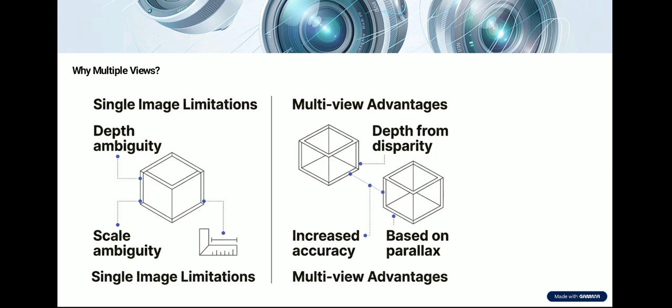A single image has limitations such as depth ambiguity and scale ambiguity. This means we cannot accurately determine the distance or size of an object. Multiple views provide depth information using disparity, which improves accuracy. This is based on the parallax effect, where objects appear to shift between views.